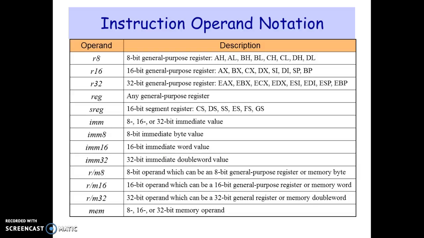This is the summary of the notation for the instructions in the microprocessor. The operand value may be represented in different ways. It may be an 8-bit register, a 16-bit register, or a 32-bit register. We are using general purpose registers, segment registers, and constant values. It may be an 8-bit value or a 16-bit value. So the data may be a register or memory content. These are the different types of notation used in this instruction set.